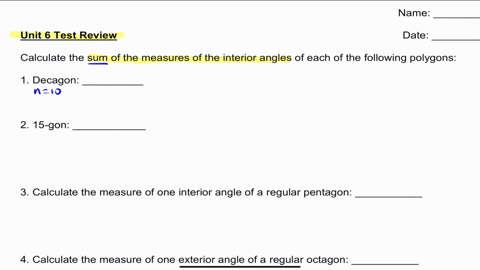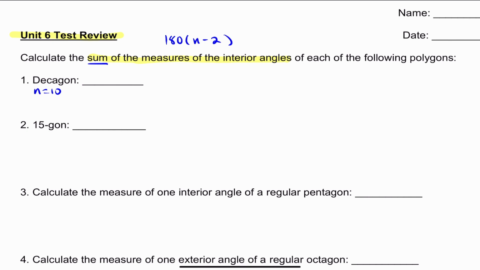That keyword: sum of the measures of the interior angle. So that is basically using this formula here. It's 180 times the quantity n minus 2, where, remember, n means the number of sides, and this n minus 2 is the number of non-overlapping triangles the figures do have.